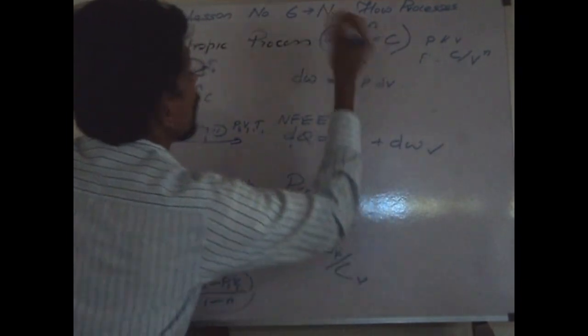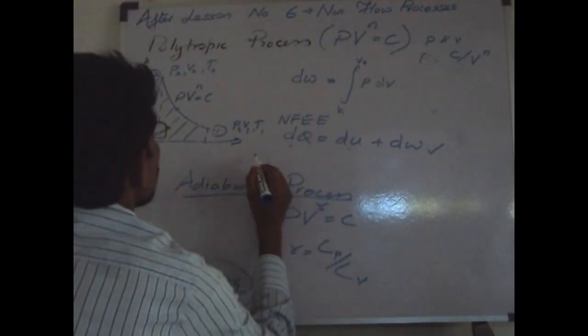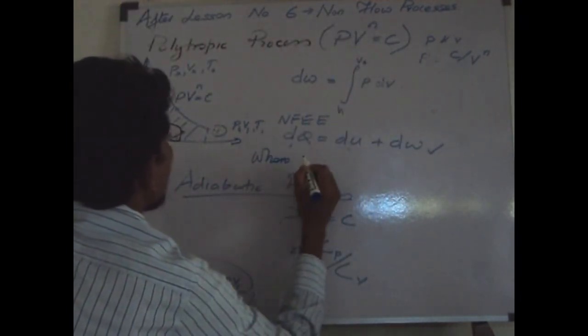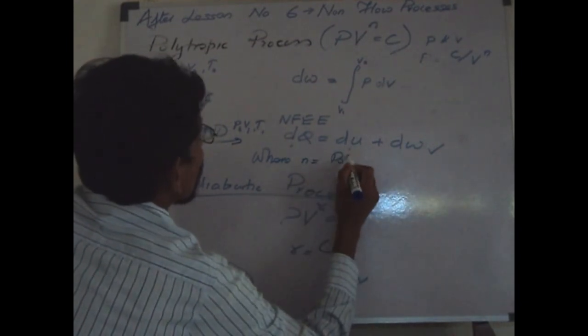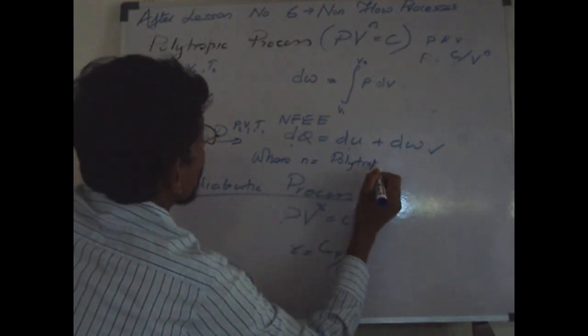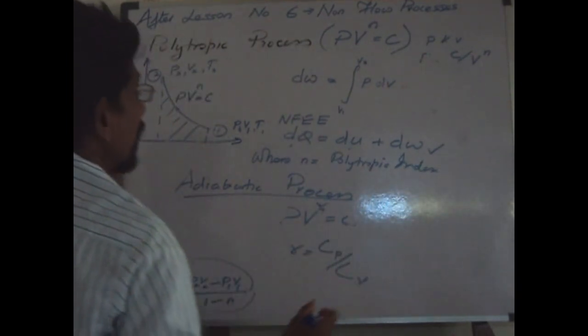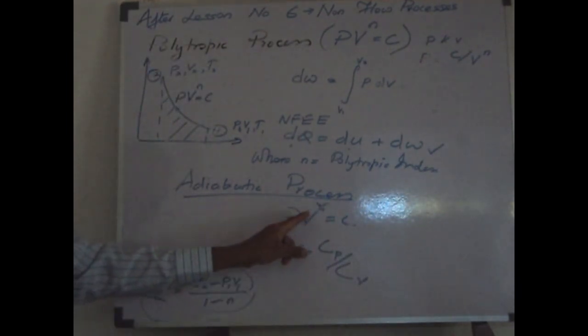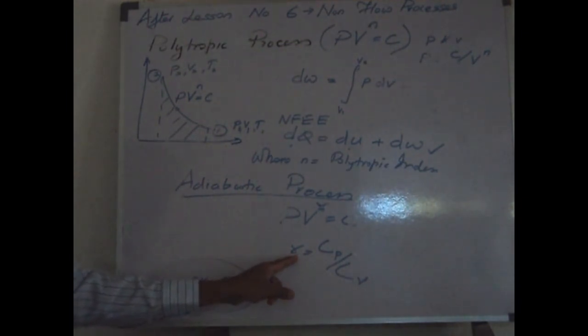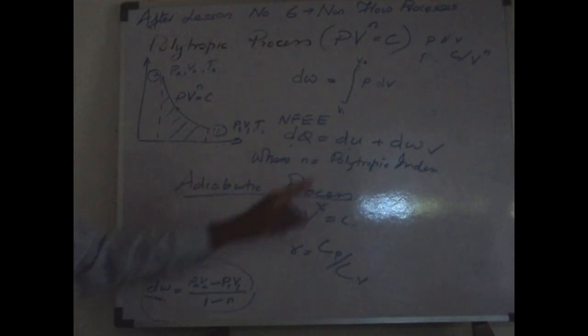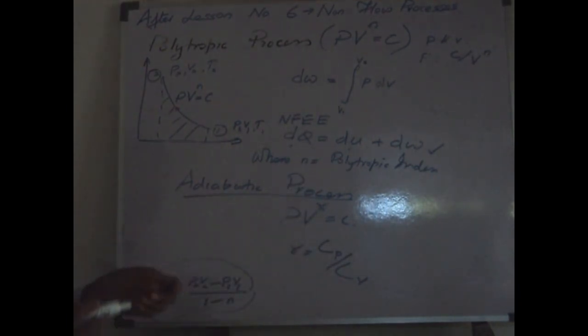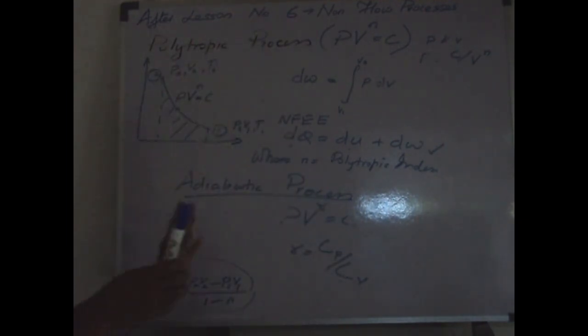Here n is known as the polytropic index, as in the previous case. Here gamma is the ratio of specific heats, and instead of n the index is gamma. The adiabatic process is the same as the polytropic. I think you can do it on your own.